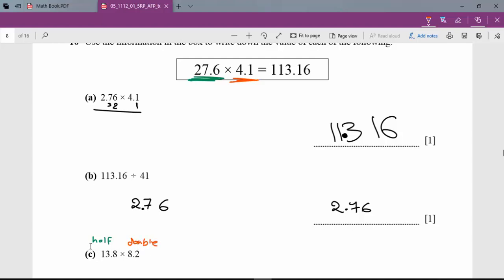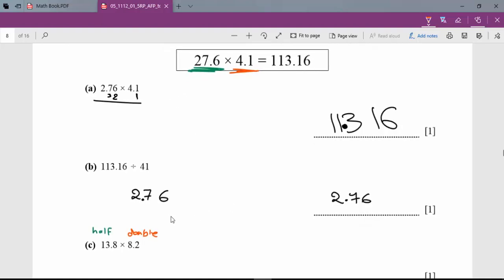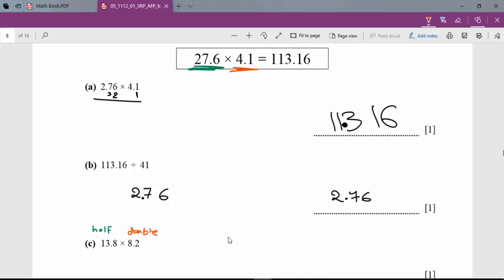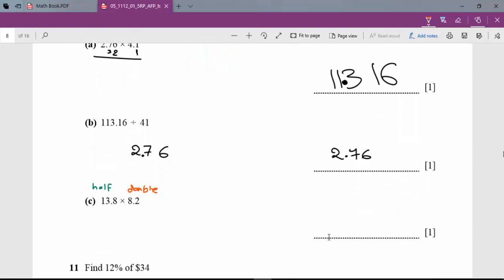So whenever double and half they occur in some calculation, the final result doesn't change at all. But when one of them becomes double, the other one doesn't change, the final answer will be double. When one of them becomes half, the other one doesn't change, the final answer becomes half. But when one of them becomes double and the other one becomes half, the final answer doesn't change. It's 113.16.